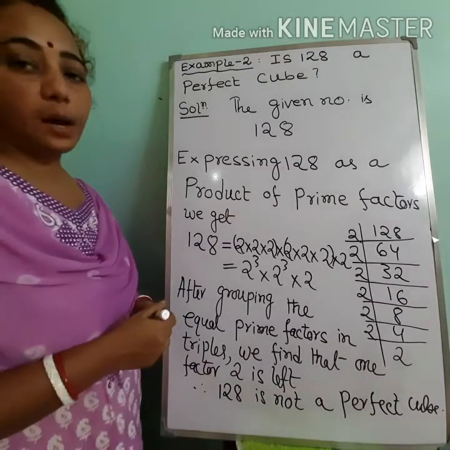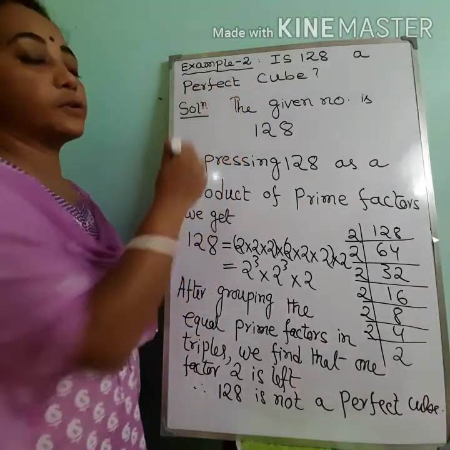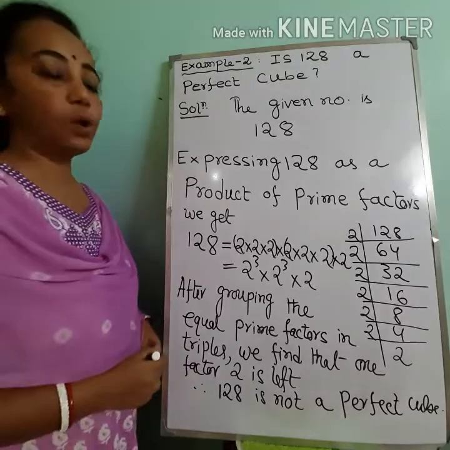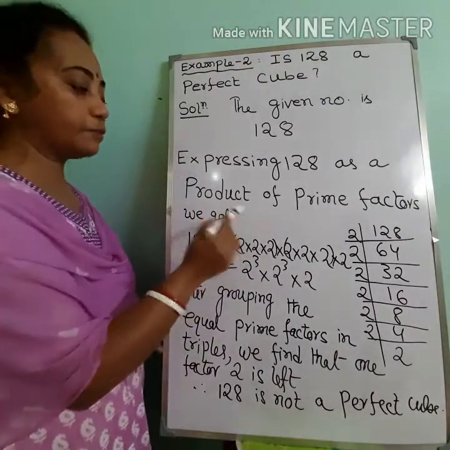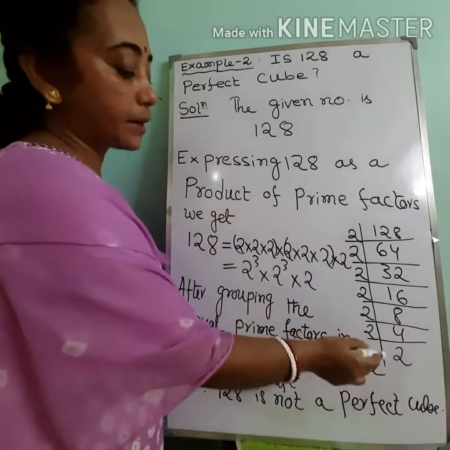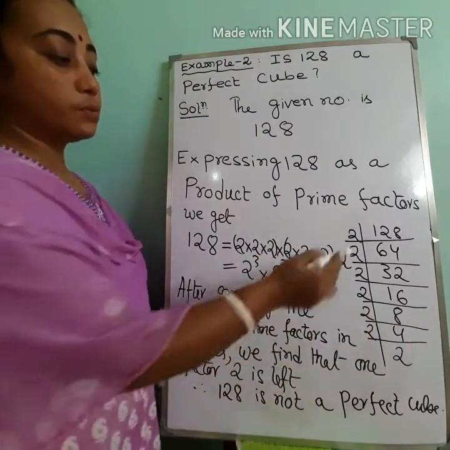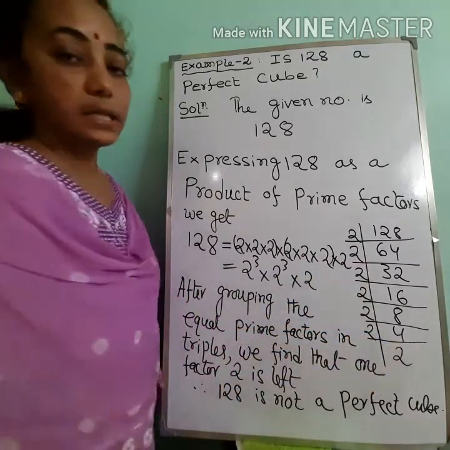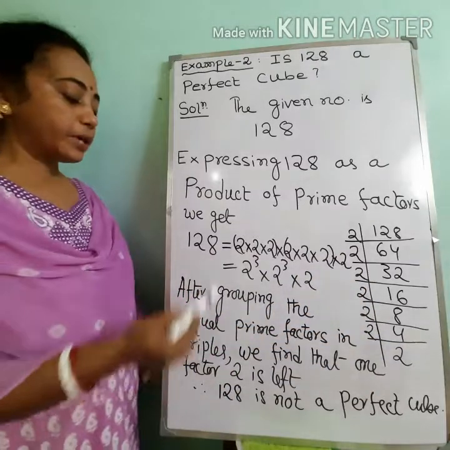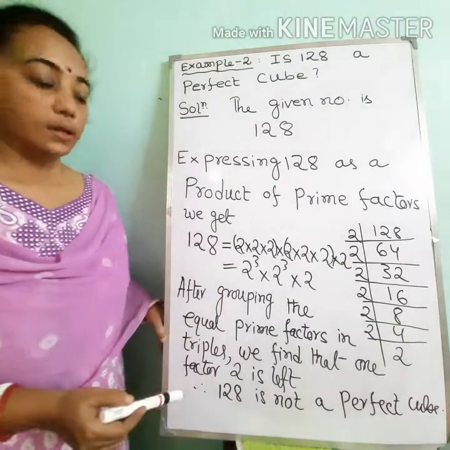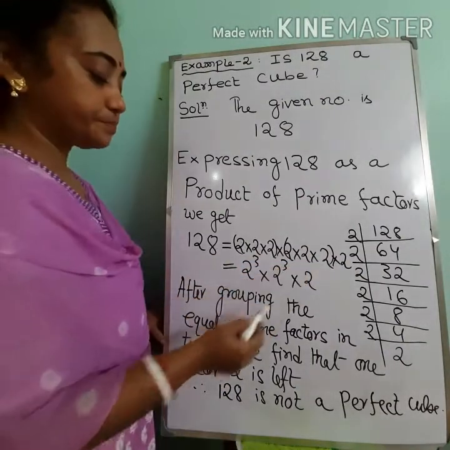Let's see another example. Is 128 a perfect cube? Here the given number is 128. Now expressing 128 as a product of prime factors, we get, here already all possible prime factors are shown. So there are total 1, 2, 3, 4, 5, 6, 7 2s. So expressing 128 as the product of 7 2s, here it is already shown.